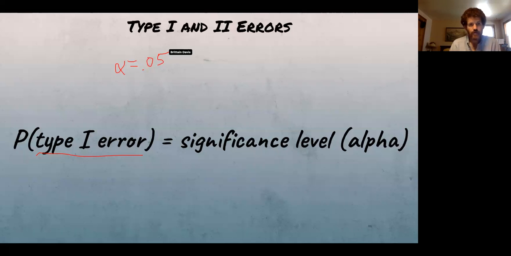So at an alpha level of 0.05, you have a 1 in 20 chance of a type 1 error. I don't want a 1 in 20 chance of that happening. So what should I do? I want it to be less.